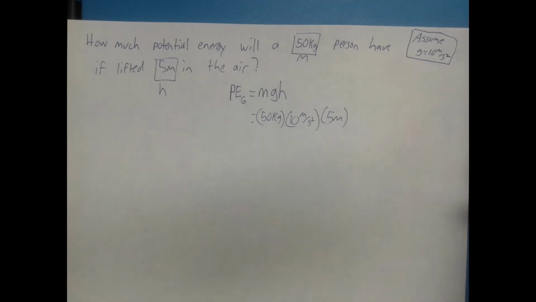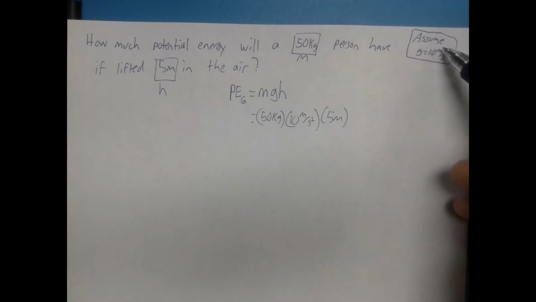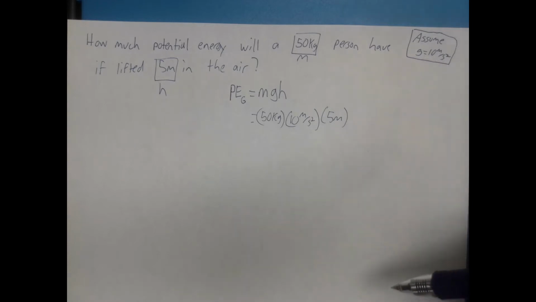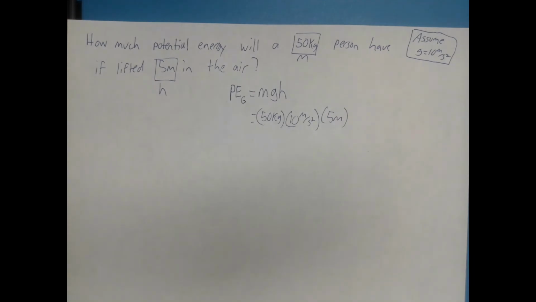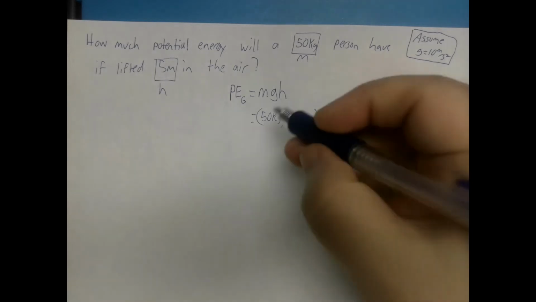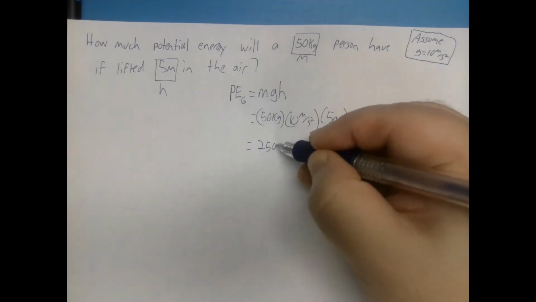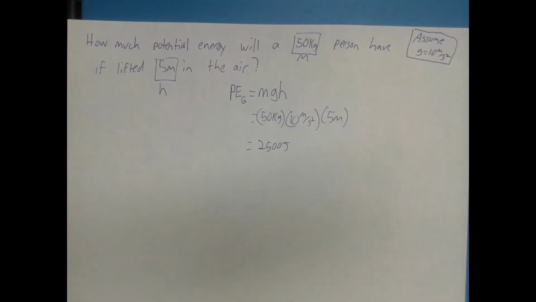So unless otherwise stated, I forgot to record, G is 10 meters per second squared. We can assume that the potential energy just comes from gravity. And we get 2,500 joules. Again, you can use your formula sheet to figure this out.